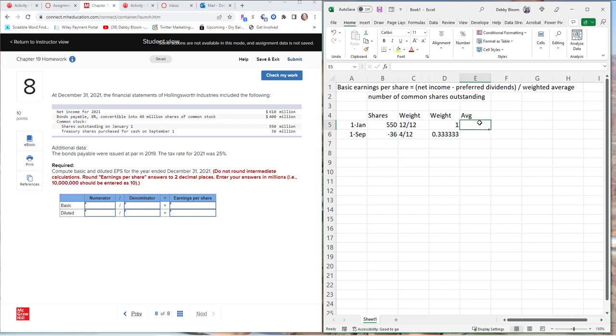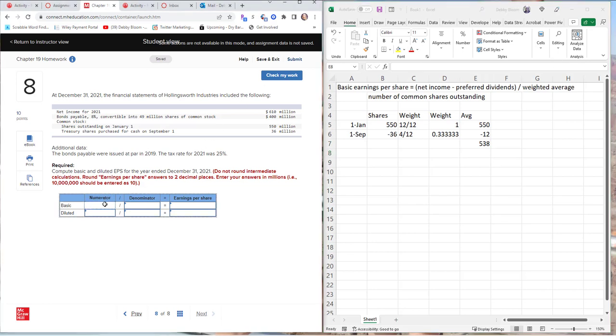So what I'm going to do is I'm going to take 550. I'm going to multiply that by 12 over 12. Then I'm going to take a negative 36, multiply that by 4 over 12. I get a negative 12. When I add the two together, I'm going to get the weighted average number of shares outstanding.